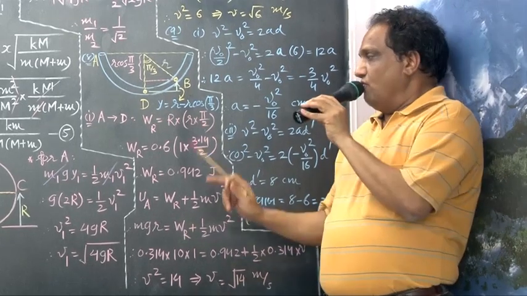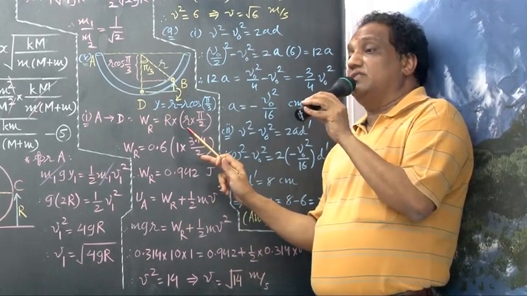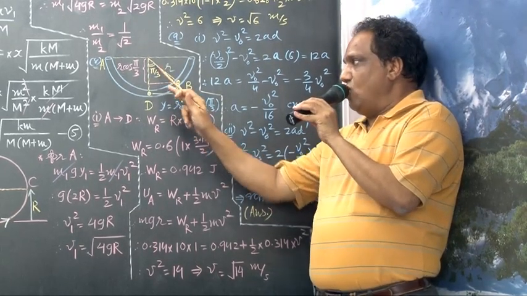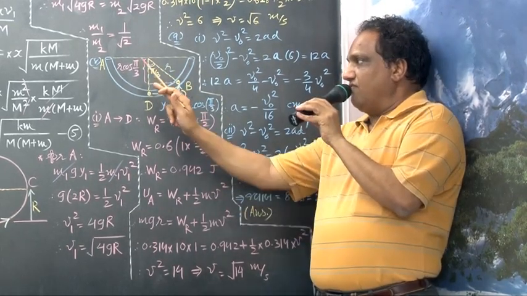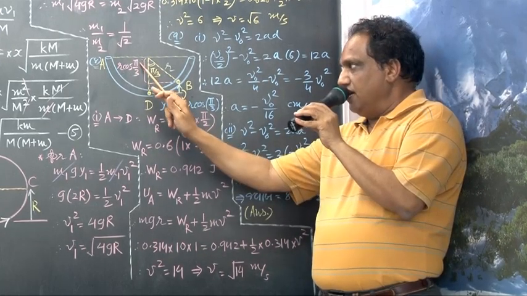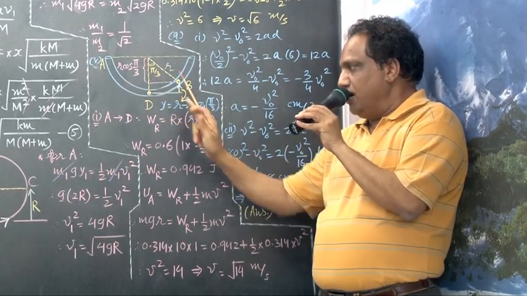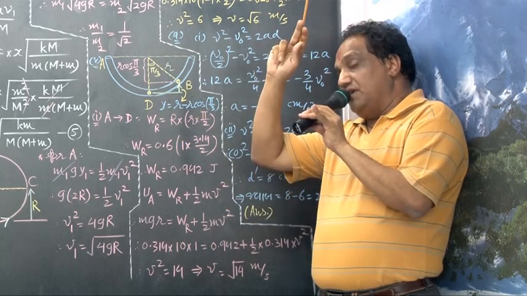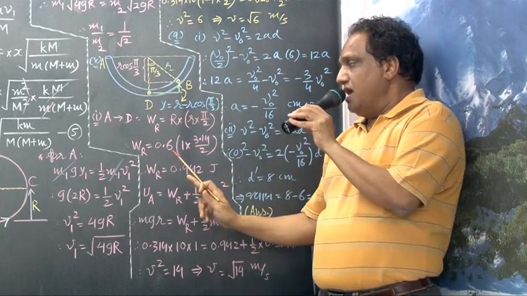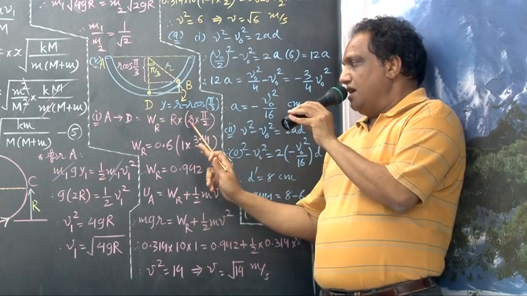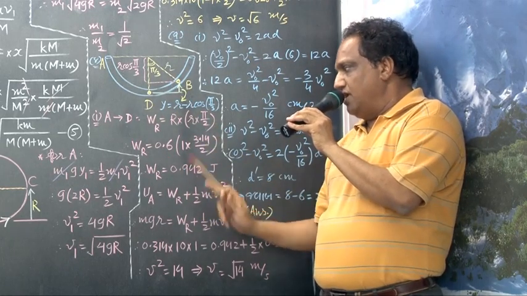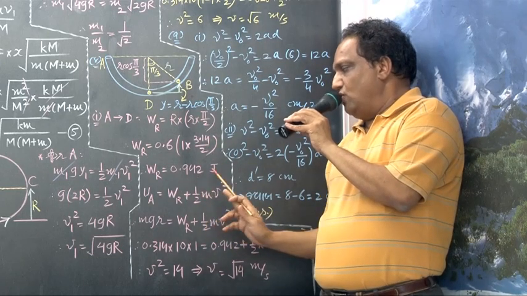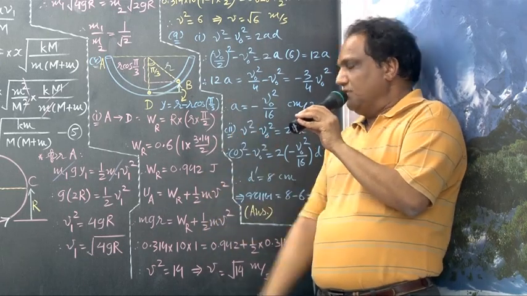What is the length of an arc? Length of arc is radius into angle. Radius was taken as small r, and the angle from here to here is pi by 2. Now the resistive force in illustration number 11 we had found out, and it was 0.6 Newton. The radius of this tube was given as 1 meter. Pi value is 3.14. Simplify. It is 0.942 joule.